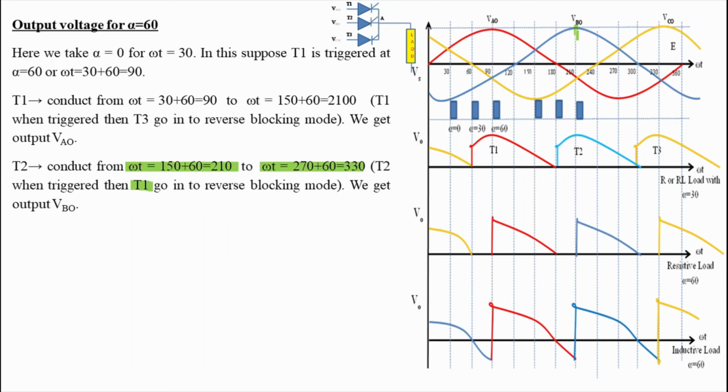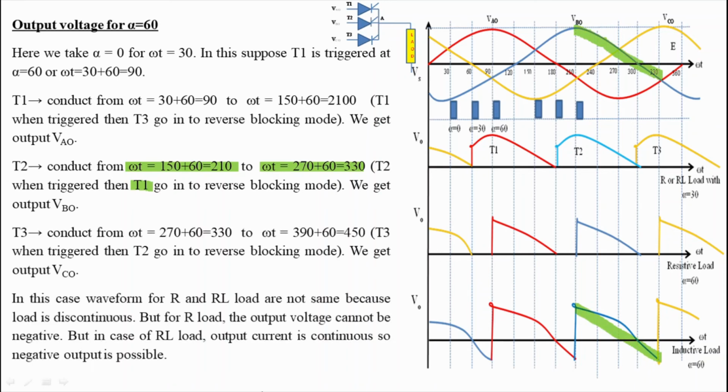Similarly, when T3 is triggered, it will conduct from omega t equals 270 plus 60, that is 330 degrees, to omega t equals 390 plus 60, that is 450 degrees. And when T3 is triggered, then T2 will go into reverse blocking mode immediately. So we get output voltage Va naught from 330 degrees to 450 degrees. So this is the complete waveform for highly inductive load.